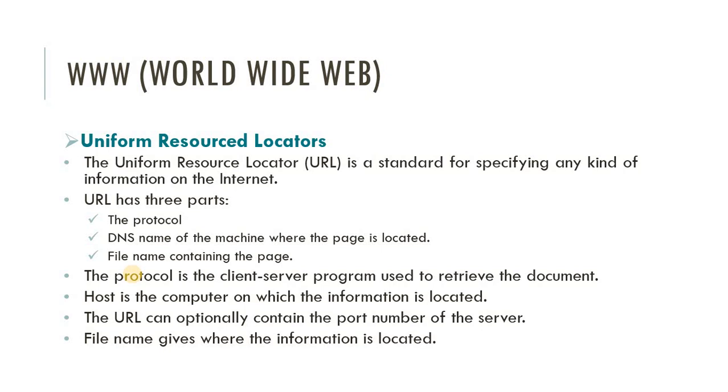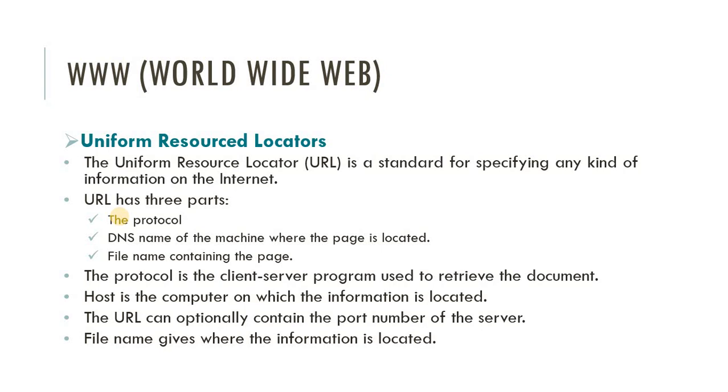And the last thing that is important in our WWW is the URL, meaning Uniform Resource Locator. The Uniform Resource Locator is a standard for specifying any kind of information on the internet. URL has three parts: the protocol, the DNS name of the machine where the page is located, and the file name containing the page. So the protocols and DNS we'll learn in a later session. The protocol is the client-server program used to retrieve the documents. We all know what a protocol is; we have discussed it in our first lecture.